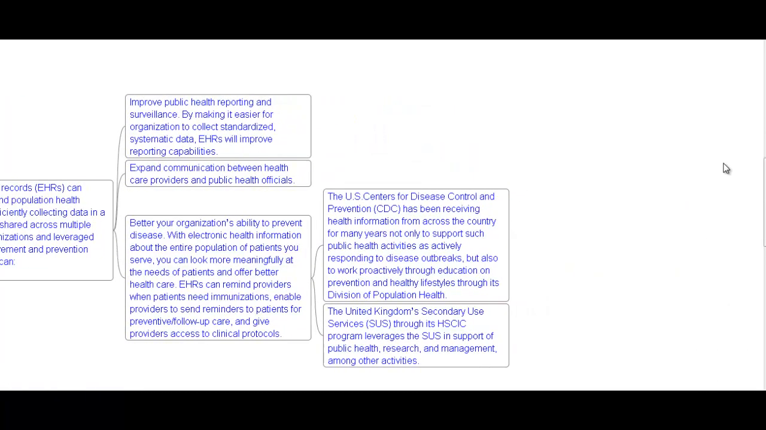The U.S. Centers for Disease Control and Prevention (CDC) has been receiving health information from across the country for many years, not only to support such public health activities as actively responding to disease outbreaks, but also to work proactively through education on prevention and healthy lifestyle through its division of population health. The United Kingdom's Secondary Use Services (SUS), through its HSCIC program, leverages secondary use services in support of public health research and management, among other activities.